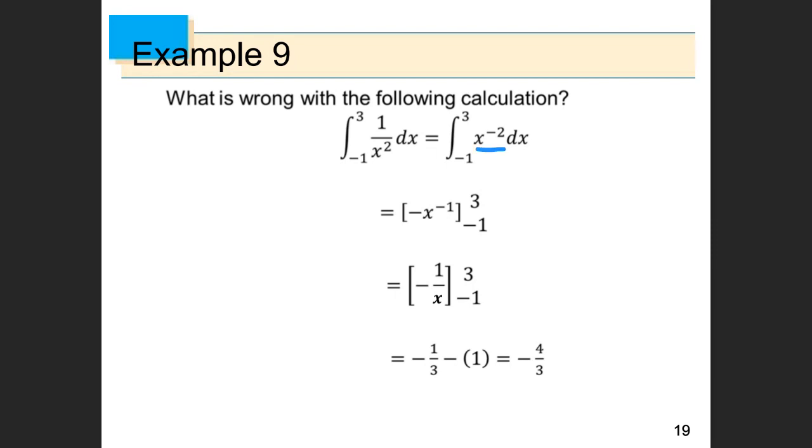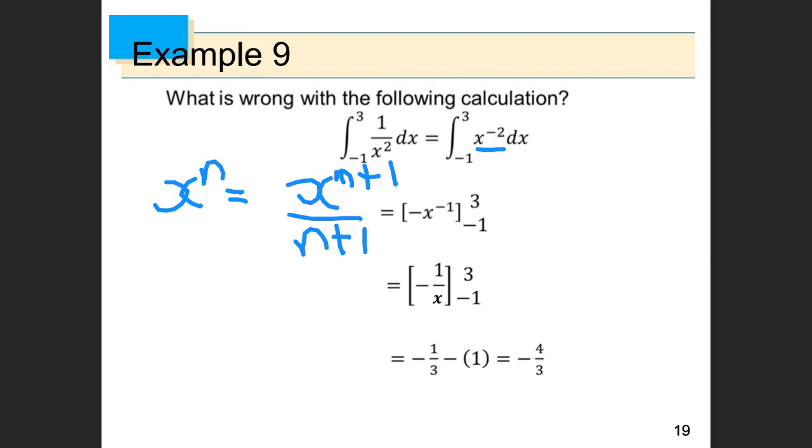If you find the antiderivative using the power rule, remember what the antiderivative of x to the power n is. The antiderivative is x to the power n plus 1, divided by n plus 1. All right, so that's just what the formula tells us. So if I apply this formula there, I'll have minus 2 plus 1 is minus 1, divided by minus 1. So it's minus x to the power minus 1, evaluated from minus 1 to 3. X to the power minus 1 just means reciprocal.